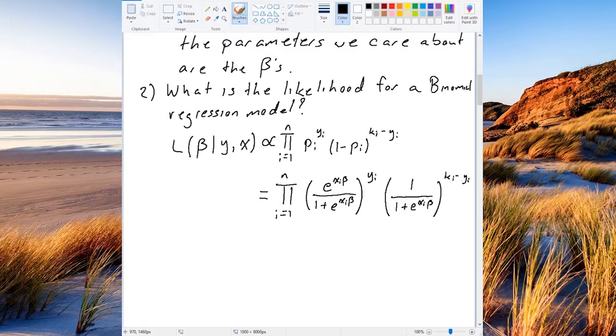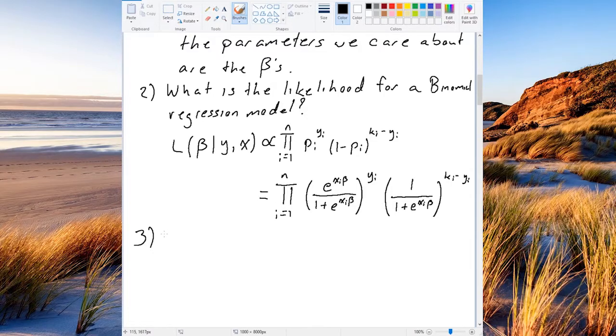And this is my likelihood for, I should say, not just a binomial regression model, but a logistic regression model. So this is what my likelihood is going to look like. This isn't too hard to deal with. I have now a function here of beta that depends on yi and xi and ki. I need to know my ki's here too. But this is a pretty easy likelihood function for me to play around with. So, third question.